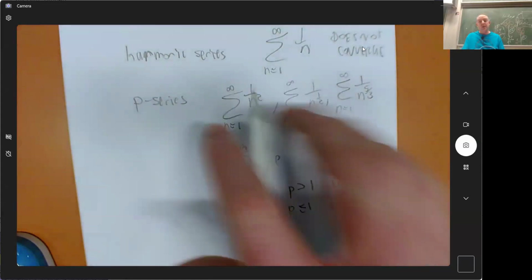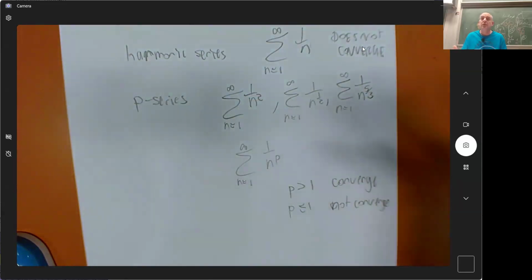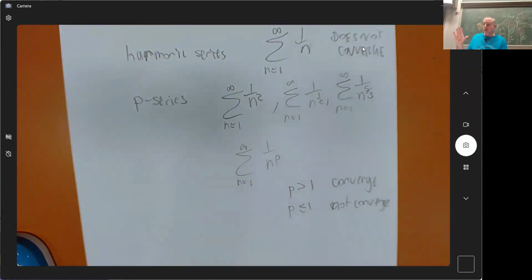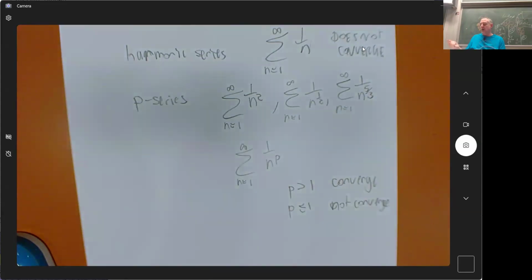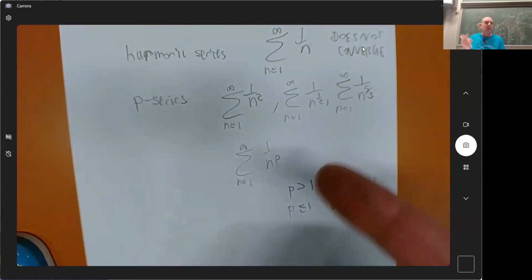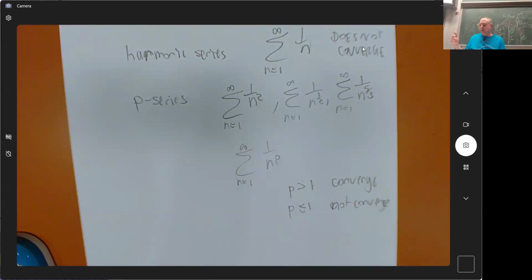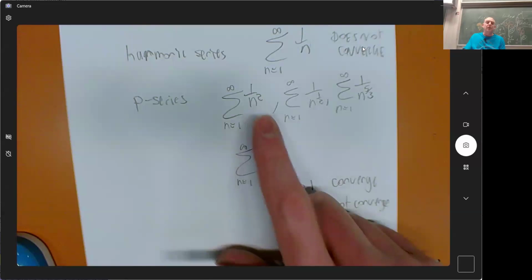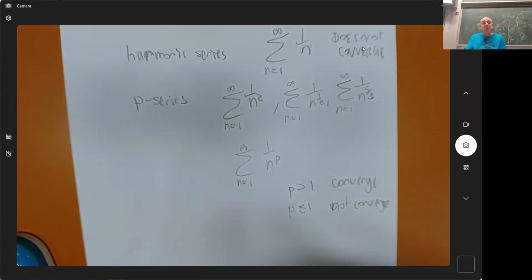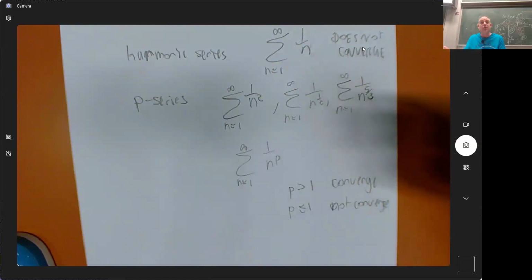And something like this will fail the ratio test. If you do the ratio test on something that looks like this, it will give you that the limit is equal to 1. So you can't use the ratio test on it. And you can't use the alternating series test because it's not an alternating series. And you can't use the test for divergence because the terms do go to zero, so that doesn't tell you anything. So the tests don't work for p-series, and so they've separately told you how to tell if a p-series converges or not.